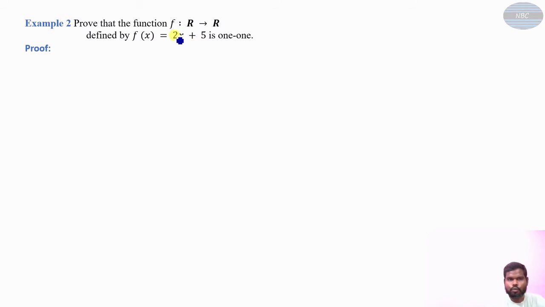So come to example 2. Prove that the function f from R to R, where R is the domain and R is the range, defined by f(x) is equal to 2x plus 5, is one-one. So it is a one-one function. By the definition of a one-one function, it says that if f(x1) is equal to f(x2), then x1 is equal to x2.